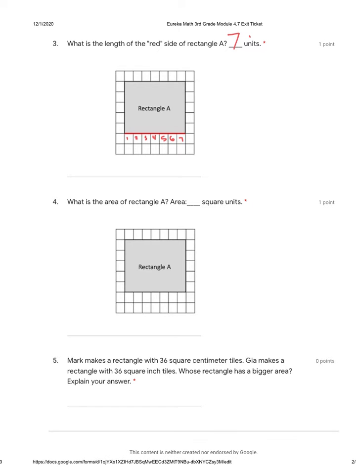Number 4, what is the area of the rectangle? So we know this side was 5 units. This side is 7 units. So 5 times 7 equals, do we know what 5 times 7 is? If not, you can count by 5 7 times. 5, 10, 15, 20, 25, 30, 35. So the area of rectangle A is 35 square units.